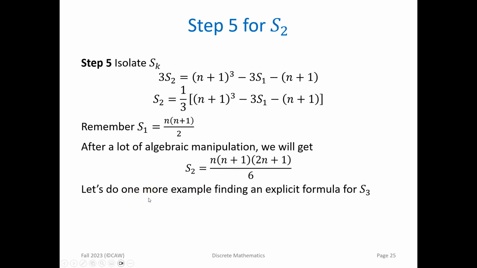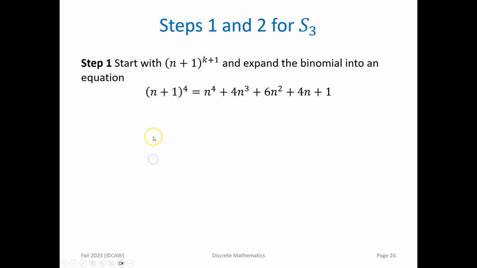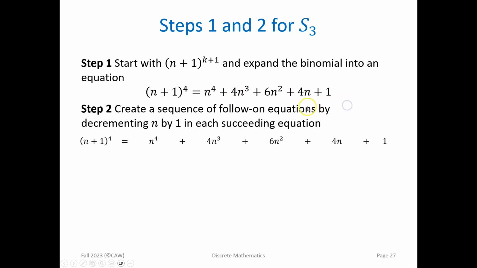Let's do one more example, and we'll find an explicit formula for S3. And you'll see that the procedure is following this general pattern, this general method. So we're going to start with step 1, n plus 1 to the k plus 1. Well, k is now 3, so we have n plus 1 to the 4th. Well, we expand that, and you could use the binomial theorem, and get n to the 4th plus 4n cubed plus 6n squared plus 4n plus 1.